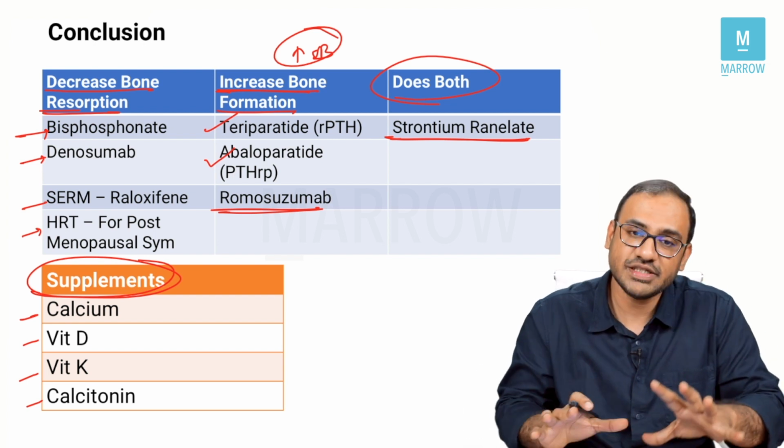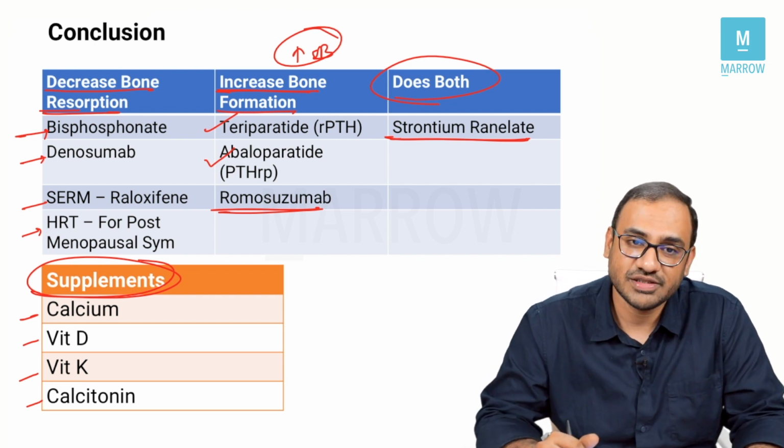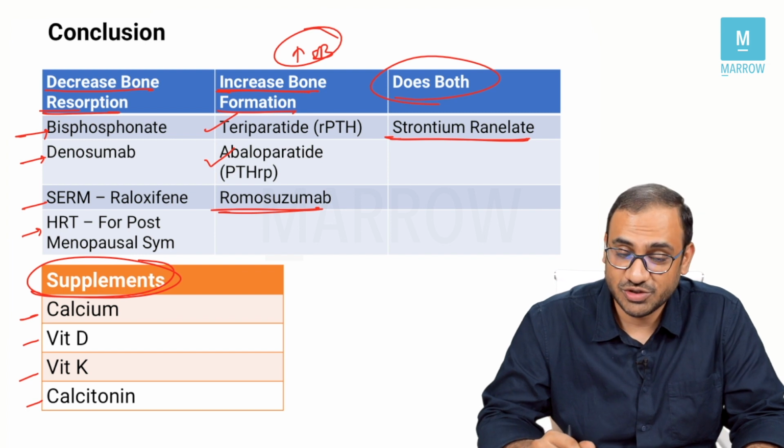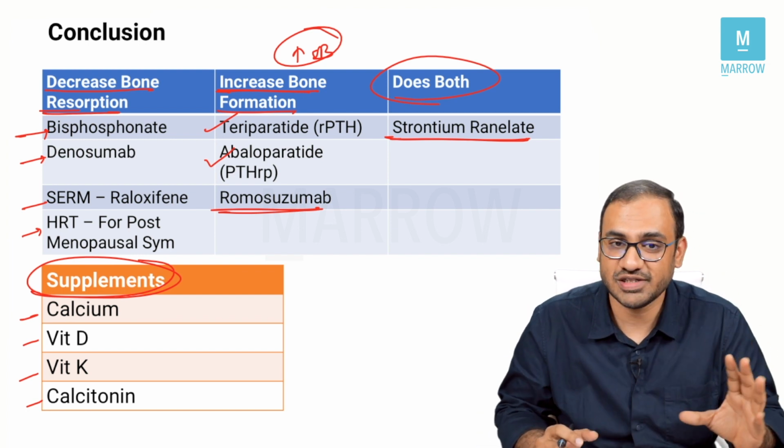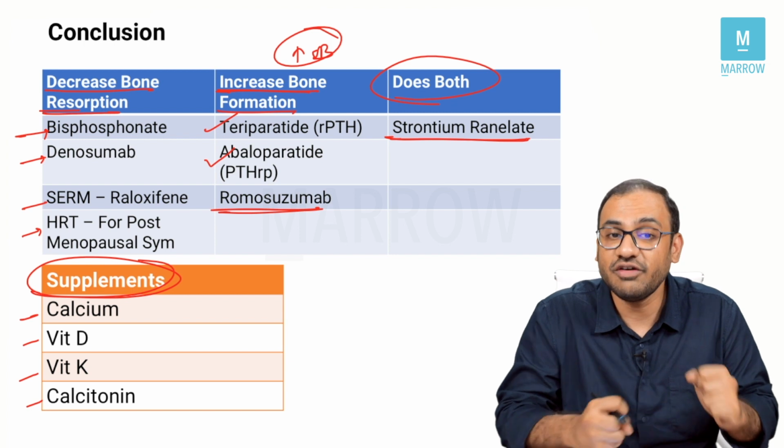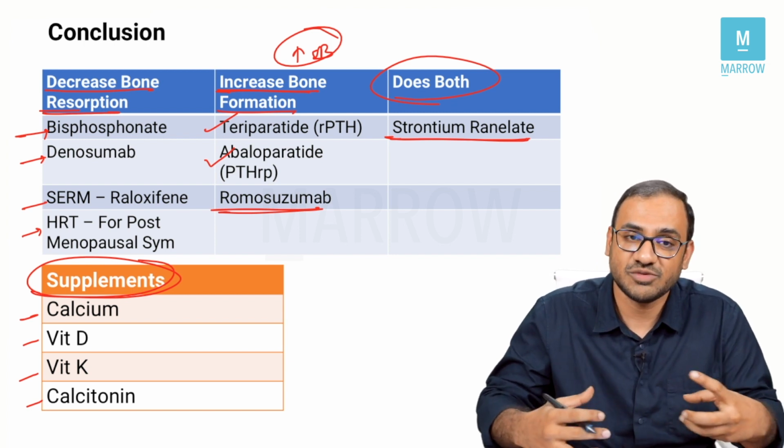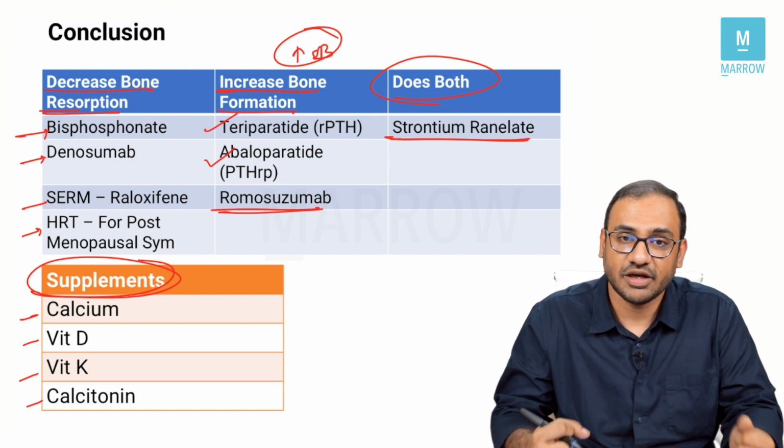Right, so if you review this table a few times, I'm sure you will be able to answer all the questions that are asked in osteoporosis. The take-home message here is osteoporosis and scoliosis are now the new favorites in every exam. And if you go to these exams without reading these two topics, you're making a huge mistake.